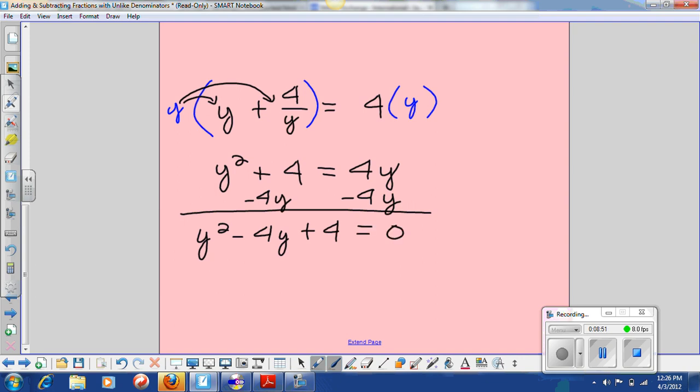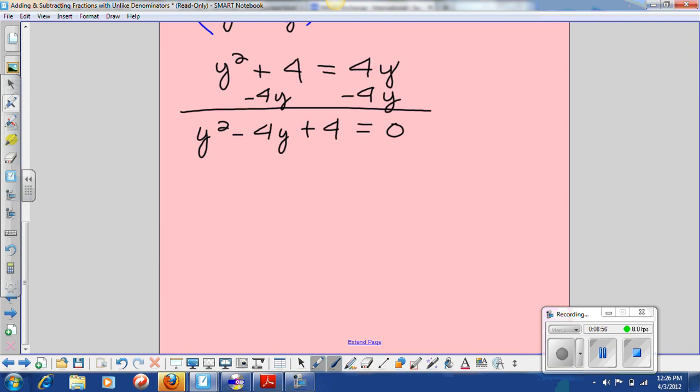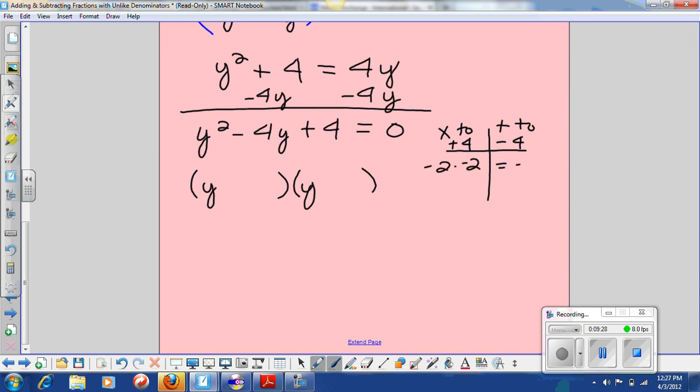Am I done? No. Whenever you have it like that, you have to factor it out. It starts with y squared, so I know each parenthesis is going to start with a y, isn't it? So now I'm going to need two numbers that multiply to positive 4 and add to negative 4. Well, looking at that, I know the only way to get a positive 4 is either both numbers have to be positive or both have to be negative. Well, it's going to have to be negative, and negative 2 times negative 2 is positive 4, and they add to negative 4.